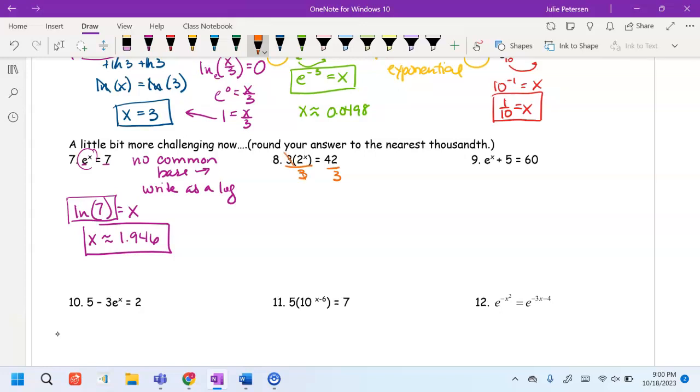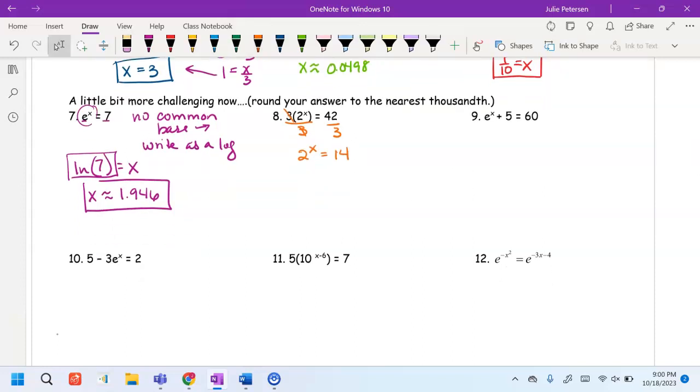So these 3's cancel, and I get 2 to the x equals 42 divided by 3 is 14. Now here we go again. We have 2 and 14. Those do not share a common base, so we can't just do 2 to a power and have a whole number. We're going to have to use a logarithm. So let's rewrite it in its log form. So we're doing the same thing on this one.